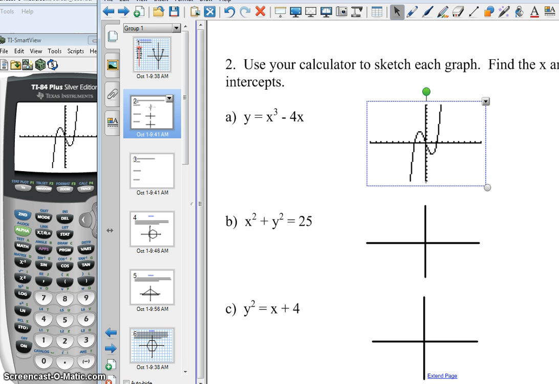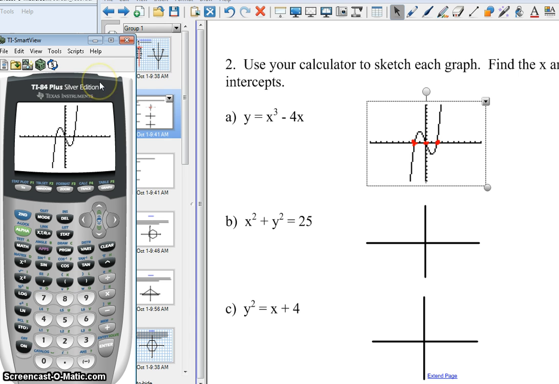Next, we're going to use the calculator to find the intercepts. We need to find the x-intercepts and the y-intercepts. The x-intercepts are where the graph intersects the x-axis. So there will be 3 x-intercepts. In order to do that with your calculator, we're going to use the second key and then calc, which is trace, and then you're going to use 0, number 2.